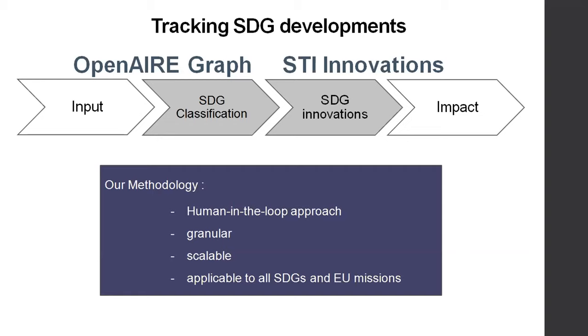The methodology is a human-in-the-loop approach, where we integrate artificial intelligence technologies in an efficient and effective way in the OpenAIRE Graph. It is granular and scalable. It can process thousands of research outputs, and it is applicable to all SDGs.